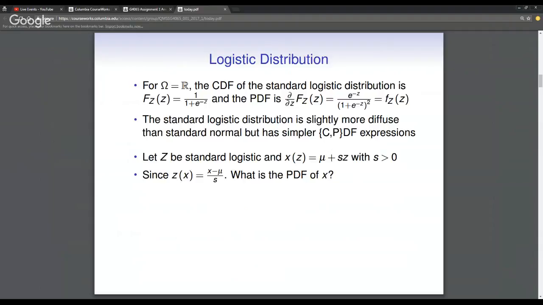For the normal distribution, a linear combination is still a normal. Does the same thing apply there? Yeah. So then you can find the expectation of x. Yeah, so the expectation of z is going to be 0. The expectation of x is going to be mu. But before we get there, how do we get the PDF?